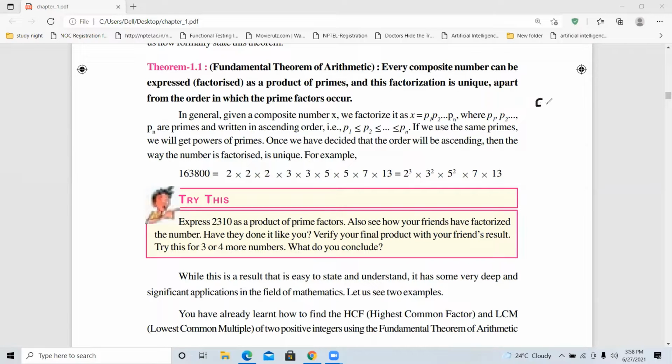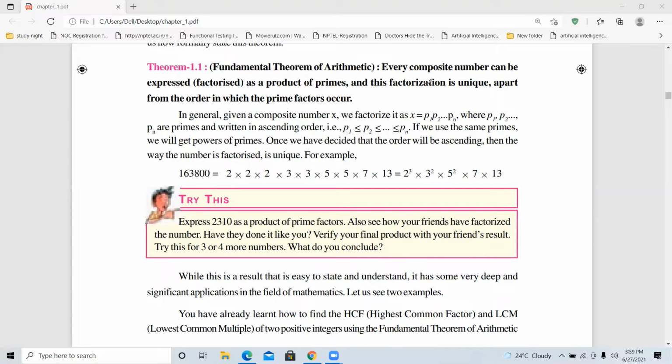For example, if we consider 2, it has 2 and 1 as its factors. Other than 2 and 1, it does not have any other factors. When we consider 6, it has 2, 3, 6 and 1 as the factors. Hence, we can say that 6 is a composite number. In this way, we can differentiate the composite number and a prime number. So, let us go into the topic. The topic is the Fundamental Theorem of Arithmetic.